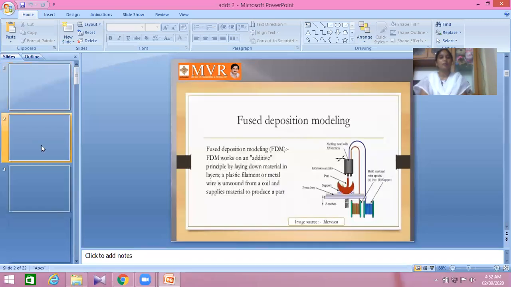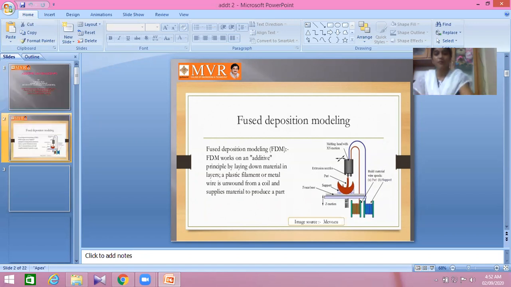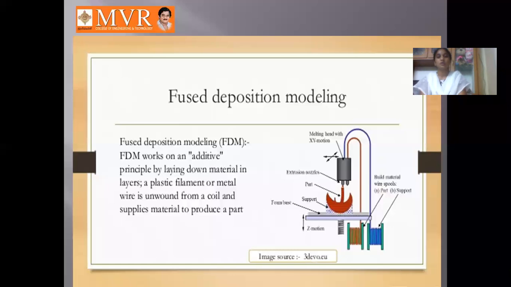Okay, medical applications which we are taking. This is the product which we are taking in the FDM process, like different types of models. Okay, FDM process is nothing but the fused deposition modeling process. In this process, we are taking a layout like this.